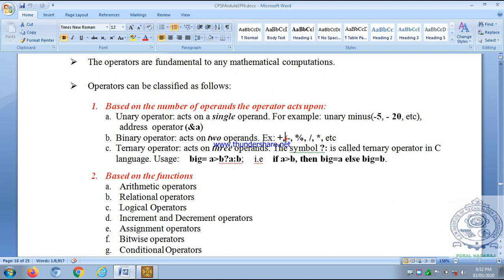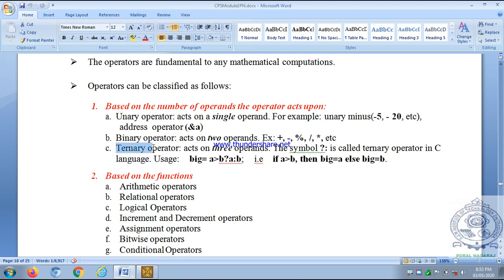Like that, a minus b, or 10 minus 3. Here this minus acts upon two operands, 10 and 3, that's why this minus is called a binary operator. Whereas this minus in minus 5 is called a unary operator because it acts upon only one operand, 5. So this is the difference between unary operator and binary operator. Multiplication and division are all binary operators.